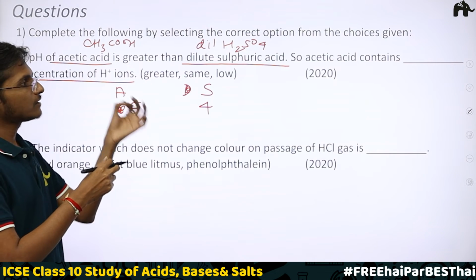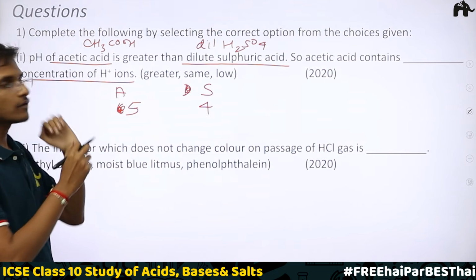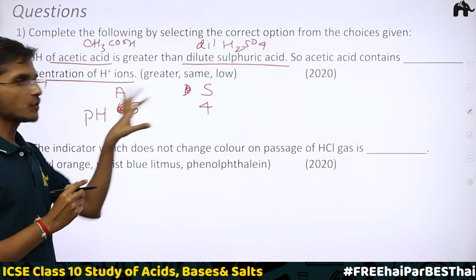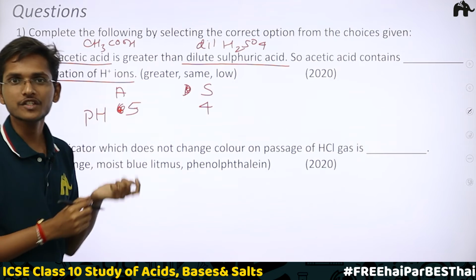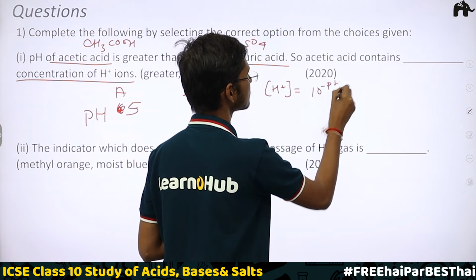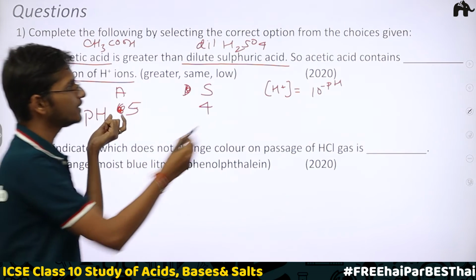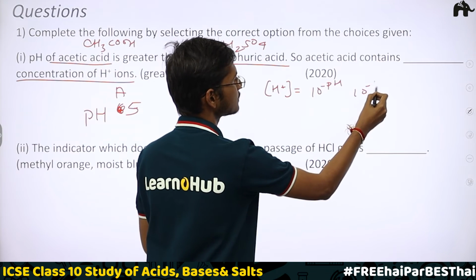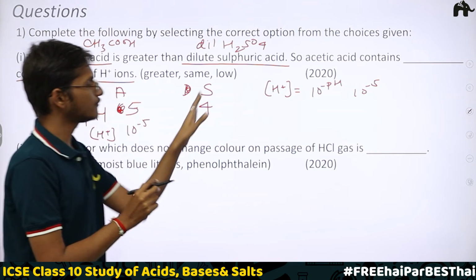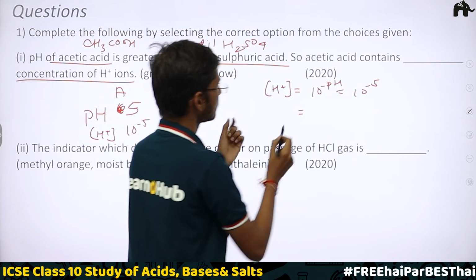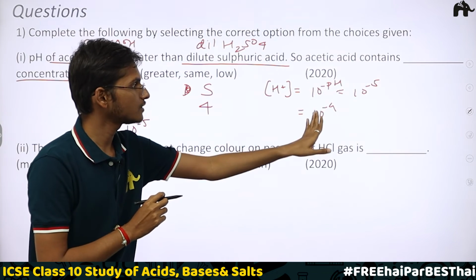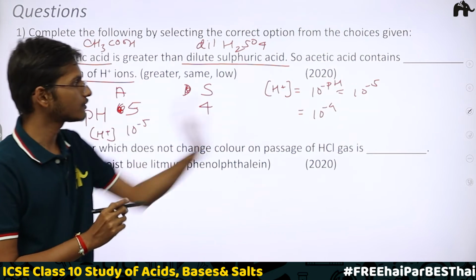Now they are asking: acetic acid contains dash concentration of H plus ions, greater, same, or low. So we can use this pH value and find their hydrogen ion concentrations with the help of a simple formula. We know hydrogen ion concentration is equal to 10 raised to minus pH. So for acetic acid, it would be 10 raised to minus 5. And for sulfuric acid, its pH is 4, so it would be 10 raised to minus 4.